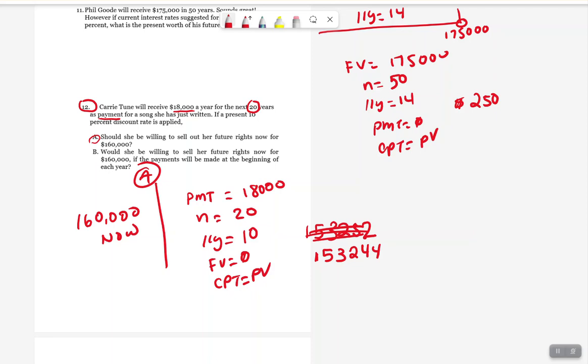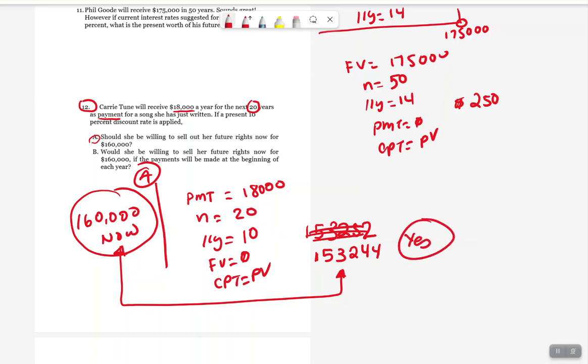Now, the other thing you needed to look at is that you're comparing. If you receive 160,000 today, but if you receive it in equal payments, you're only going to receive 153,244. So I'd rather take just the 160,000 because I'm getting more money. So the first one is, should she be willing to sell out her future rights for 160,000? Yes, she should, because she should take 160,000 instead of taking equal payments.